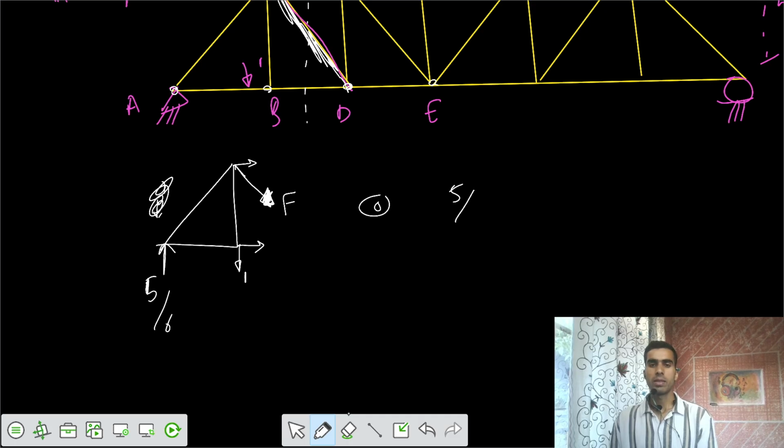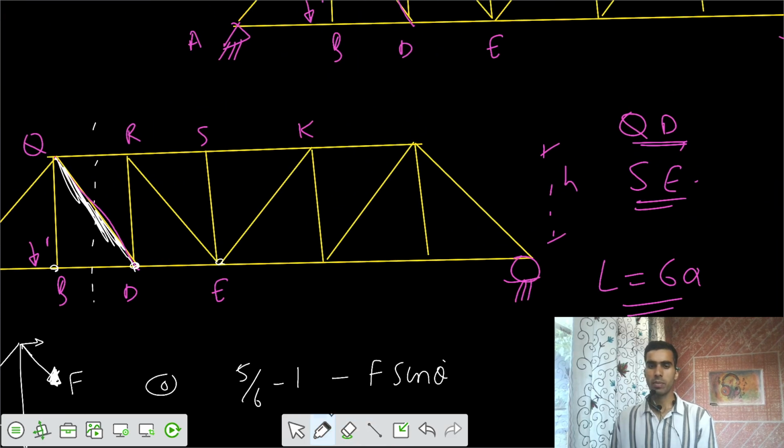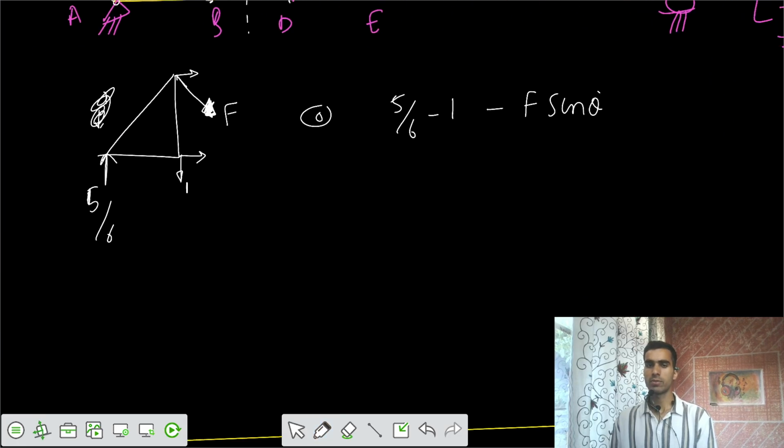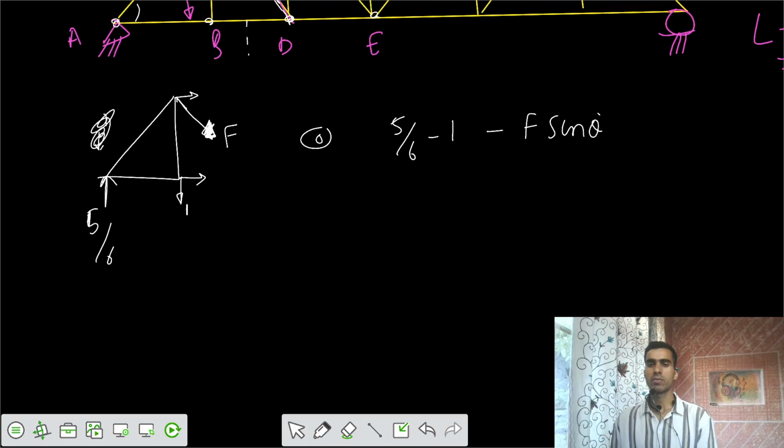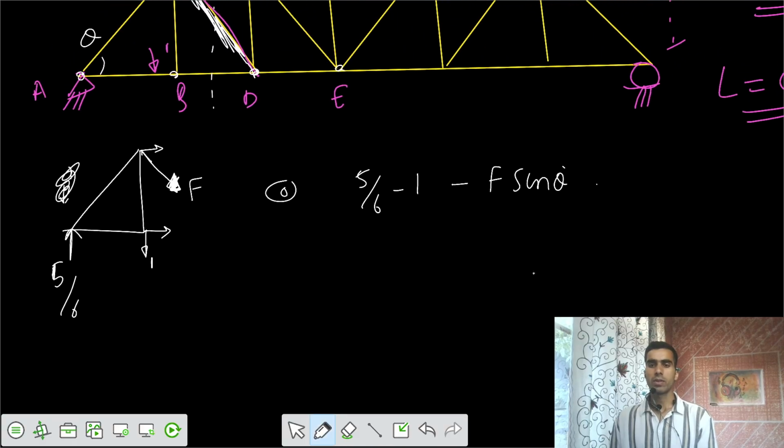I would say 5/6 upwards minus 1 downwards minus F sine theta, as F is also downwards. There would be some theta. It is also provided that a equals 5 meters and h is also 5 meters, so theta is 45 degrees. Writing it in terms of sine theta, this equals 0, so F equals 1/6 of cosecant theta.